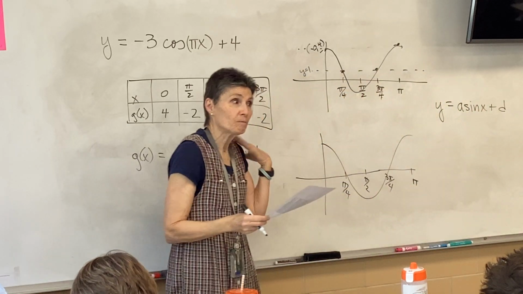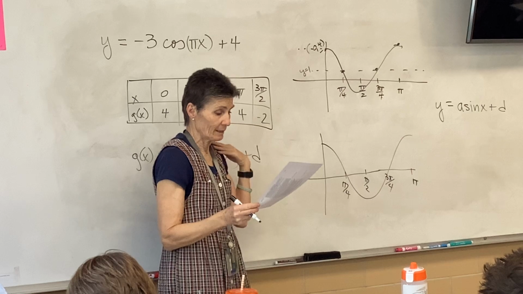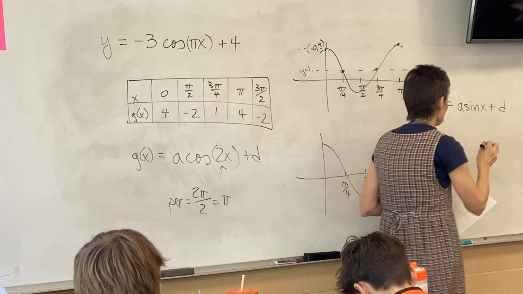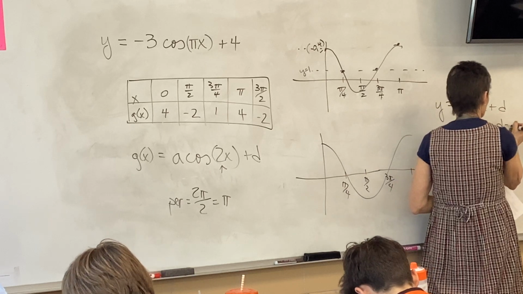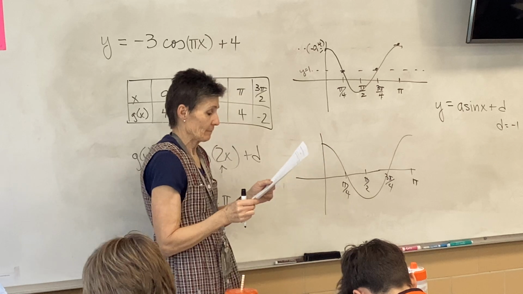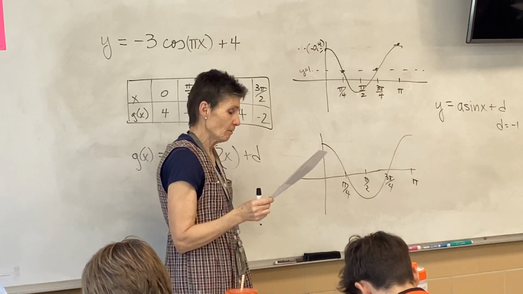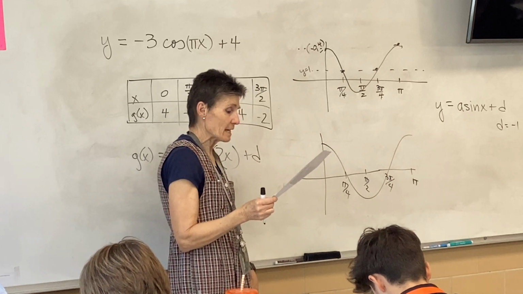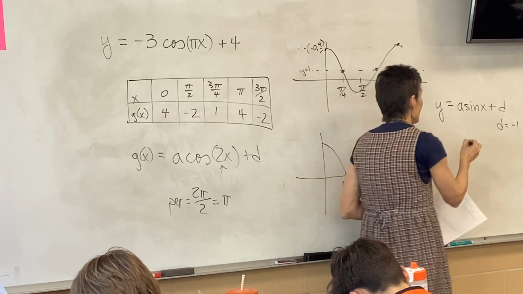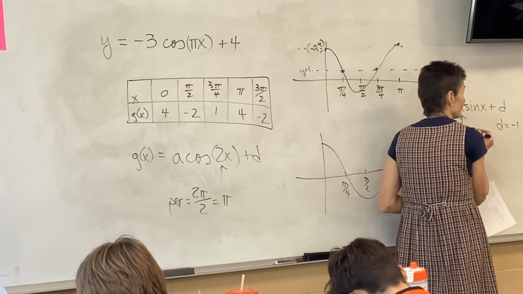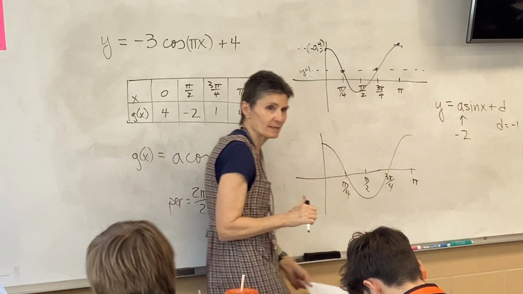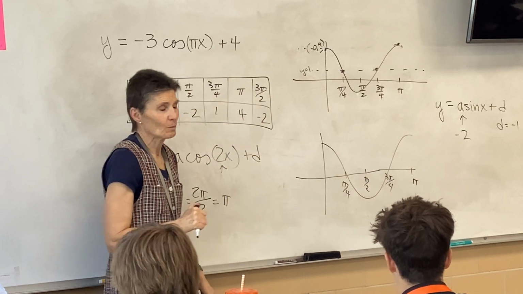Well, you can tell hopefully from the picture, where's your midline? -1, which means D is -1. Can you tell from the picture what your amplitude is? 2. So A will be -2. Yes, yes, yes. Whoever said -2, you are the winner.